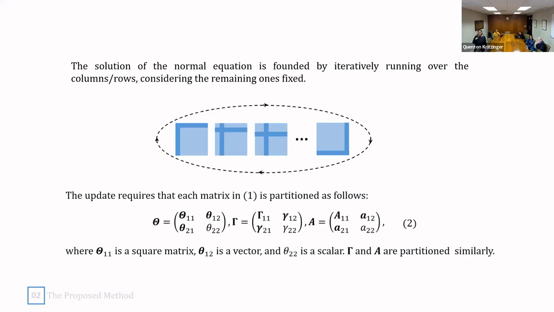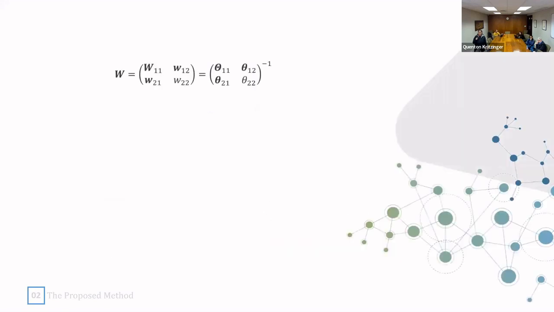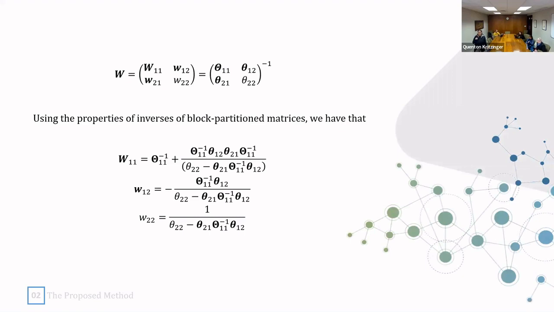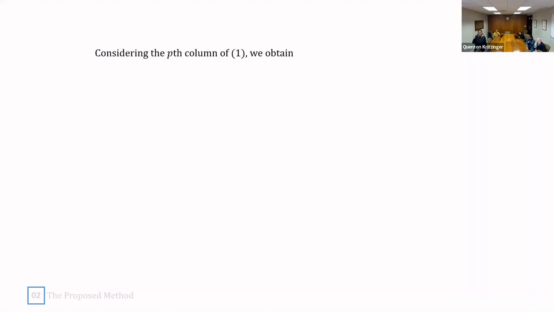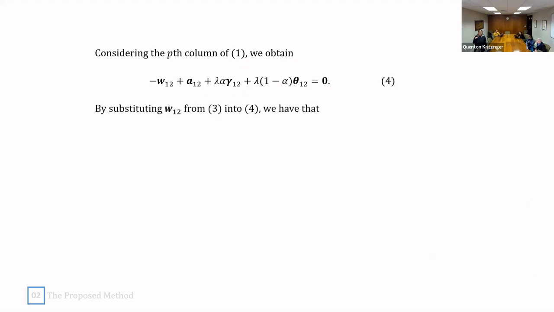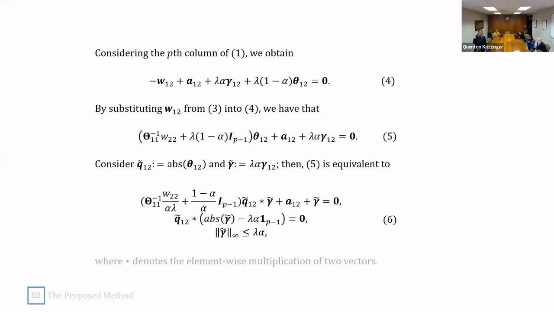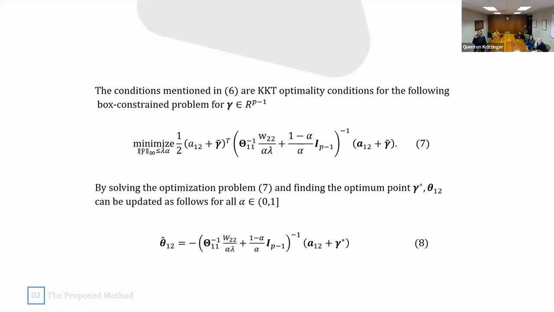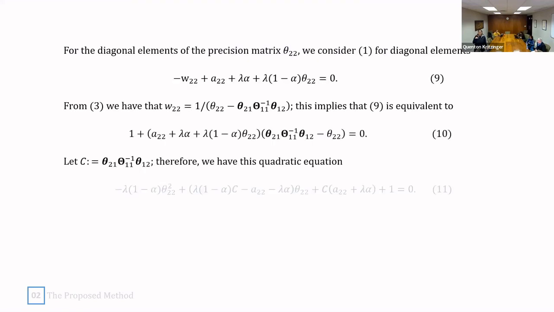To use this structure, we need to partition all of the matrices in equation number 1 as follows. Here we consider W as a covariance matrix, and you know that it's the inverse of the precision matrix. So we can find the relation between the elements of these two matrices, rewrite equation number 1 just for one column, and then simplify this equation to a familiar one. We arrive at equation number 6, and we know that it's a normal equation for a famous optimization problem. We know the answer for this, so we can update every element of the matrix at every step.